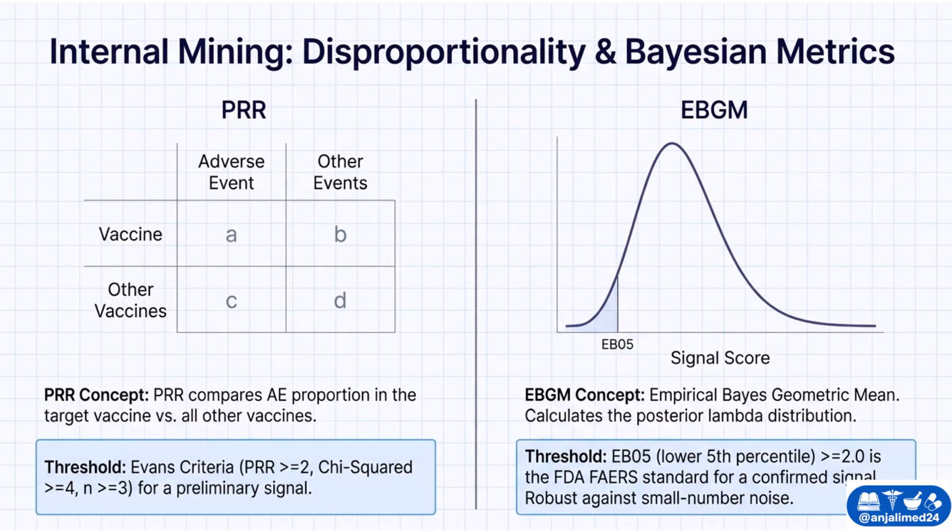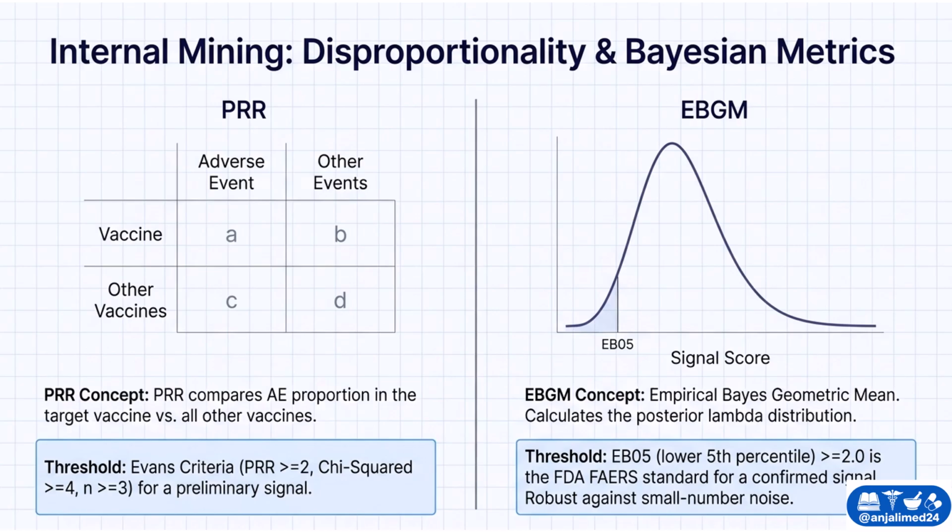It can become unstable when dealing with small numbers or rare events. A few reports may artificially inflate the ratio and create false positive signals. This is where EBGM becomes extremely valuable. EBGM stands for Empirical Bayesian Geometric Mean. Unlike PRR, EBGM uses Bayesian statistical modeling to adjust for random noise and variability, especially in sparse datasets.